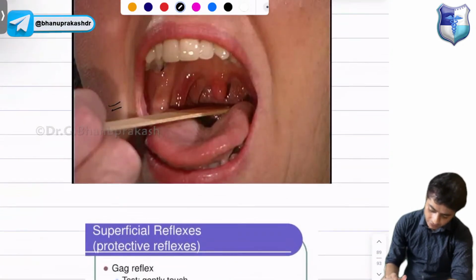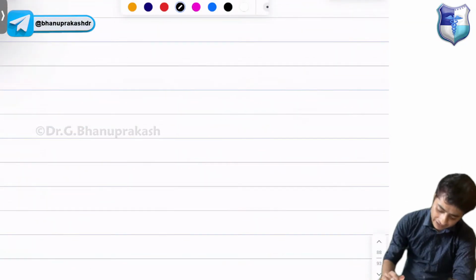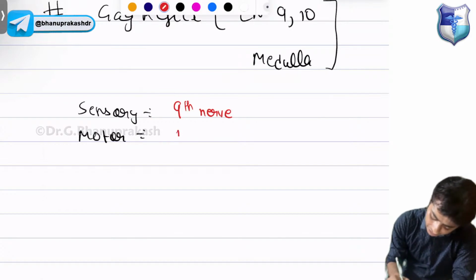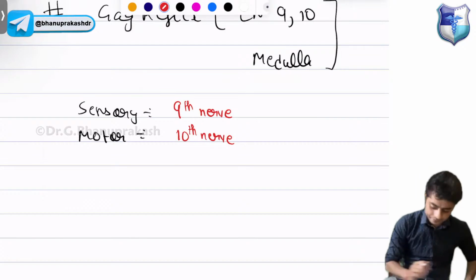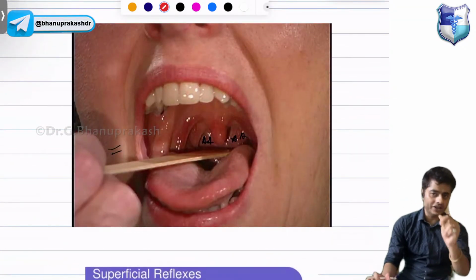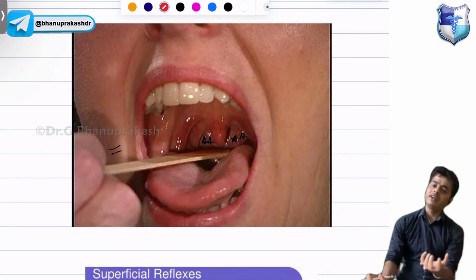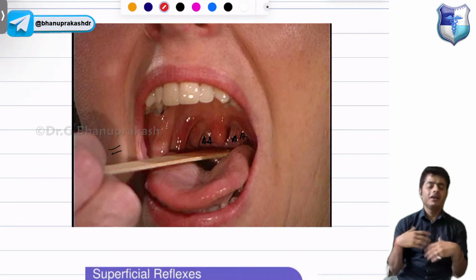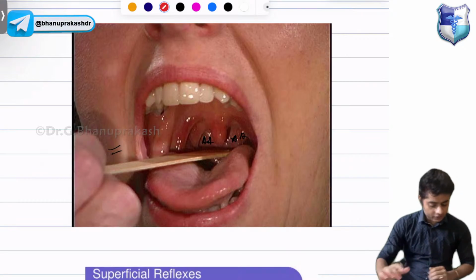Okay, Harshita, in the gag reflex, sensory is done by the ninth nerve and motor is done by the 10th nerve. So you will stimulate the posterior pharyngeal wall. If there is a cough reflex or a contraction of the posterior pharyngeal muscle, it means the gag reflex is present. If you have pressed my tongue and are stimulating my posterior pharyngeal wall with a spatula, and I respond, it means the gag reflex is present. If this is absent, you will suspect a brainstem lesion. Okay, everyone, got this? Shall we move further?